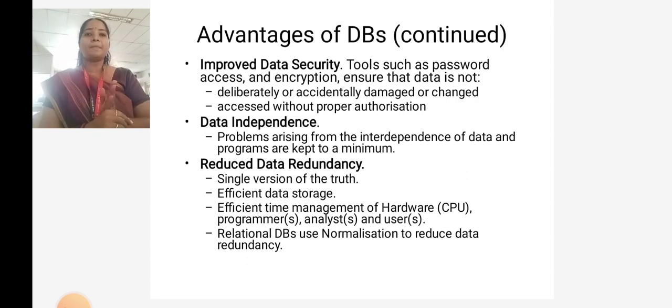So data independence. Problems arising from the interdependence of data and programs are kept to a minimum level. So data redundancy again comes here. Data redundancy in the sense a repetition of data will not be allowed. So a single version of the truth, efficient data storage, efficient time management of hardware, analyst, user and programmer. The database uses normalization to reduce data redundancy. Once it finds data redundancy, it will delete the duplicate data. Only the updated data will be there.